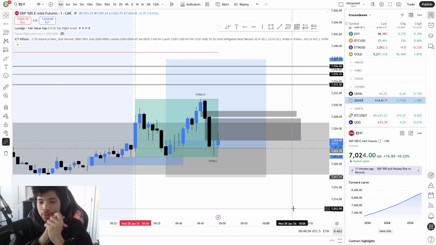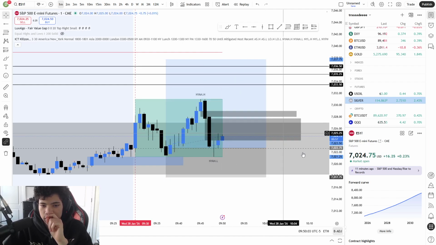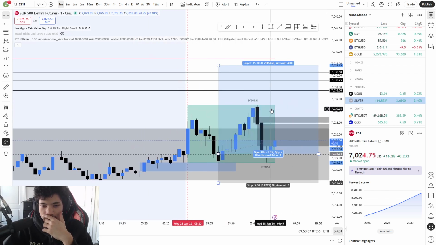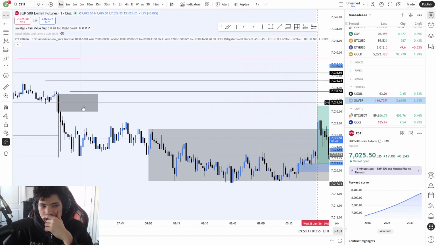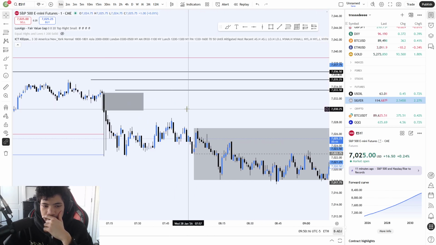So I'll just wait, and at that point, if I come back and sweep out this high, then I'll set my stop to break even. Because at that point, there's nothing up here that should cause price to reverse. There's this, but I think that's really far away.